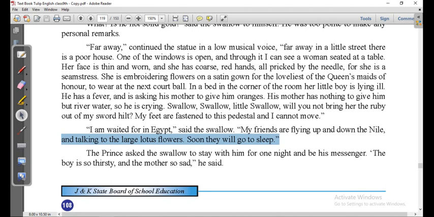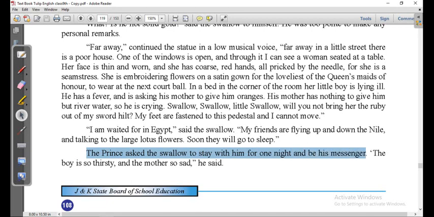The prince asked the swallow to stay with him for one night and be his messenger. The prince pleaded to the swallow, requested the swallow, please be my messenger for the night, for one night. The boy is thirsty and the mother is so sad. He said, see, look, have sympathy, have pity on this poor mother and son who is very thirsty. The son is very, very thirsty and they are both sad.